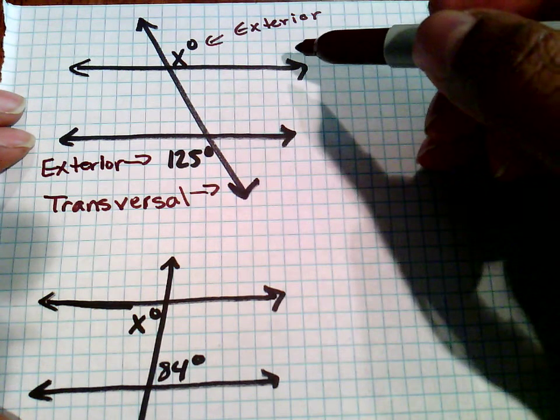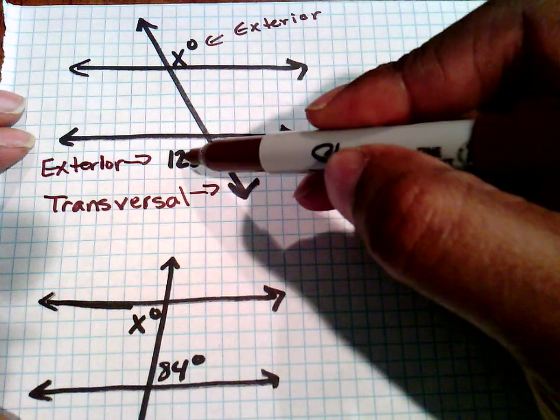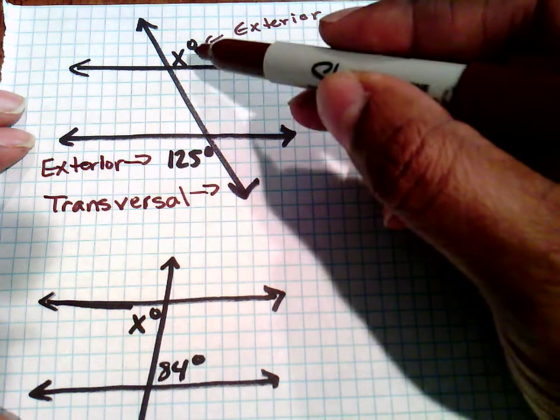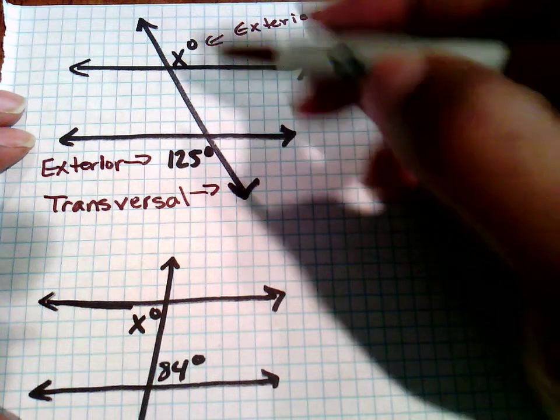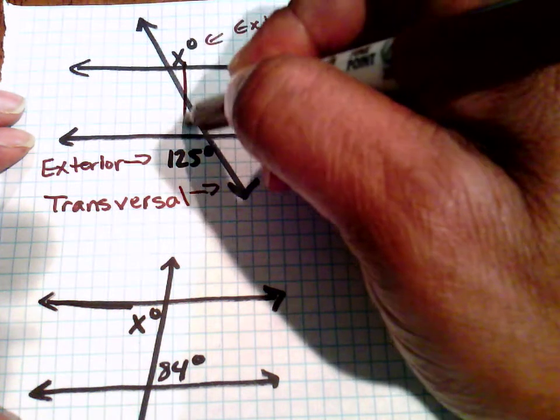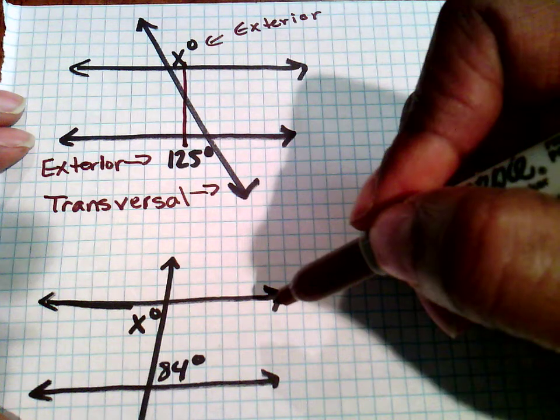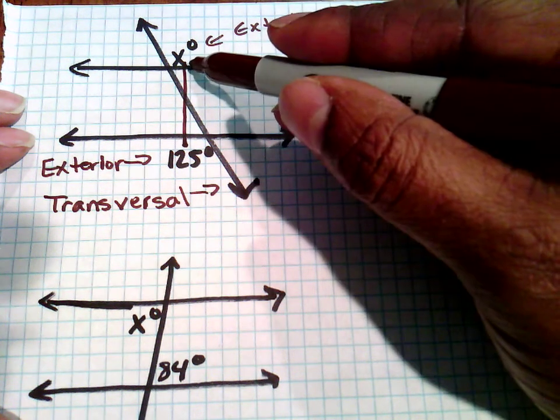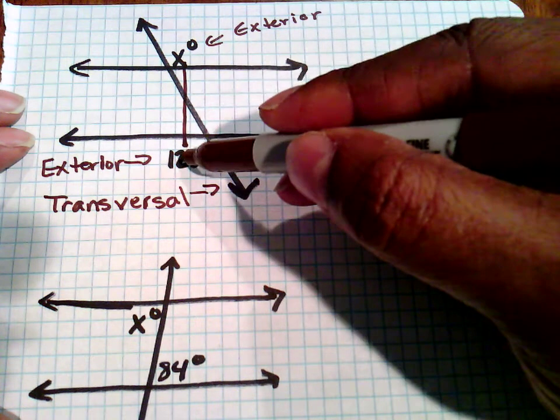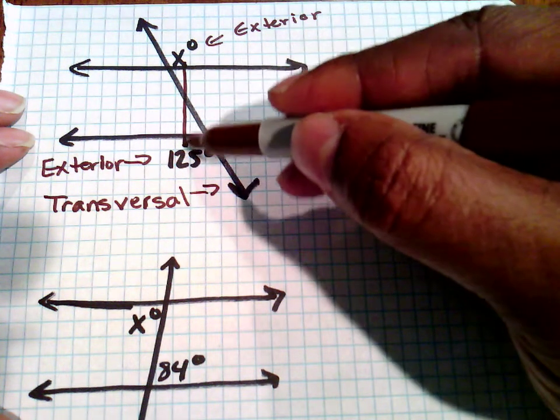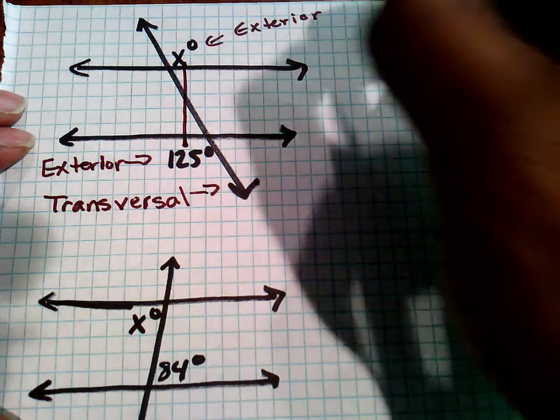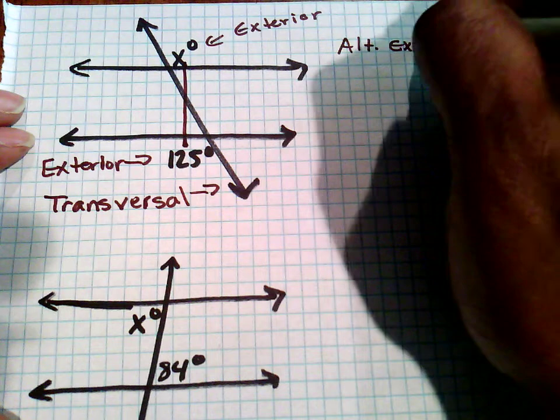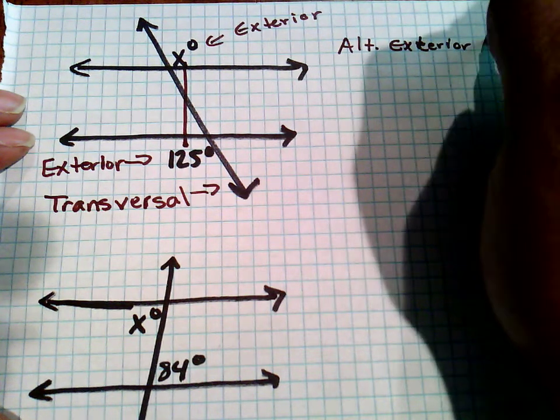And both angles, being exterior, are across from each other on the outside, which means they're crossing that transversal. So if they're exterior angles and they're across from each other on the outside across the transversal, that means these two are alternate exterior angles.